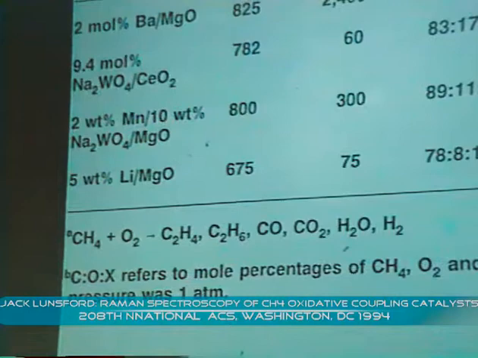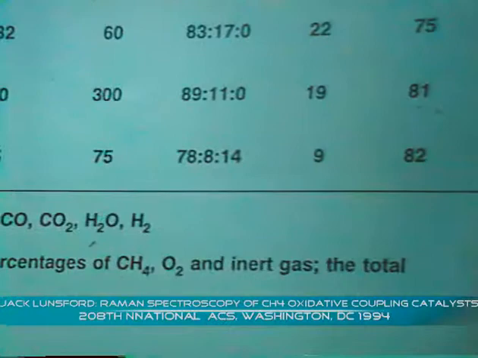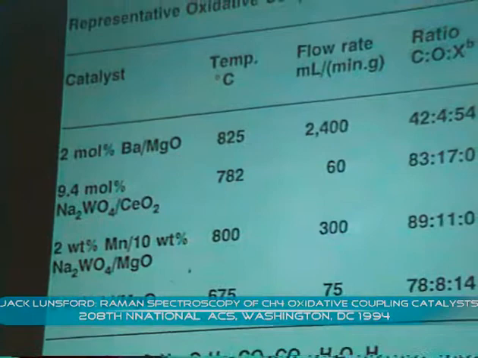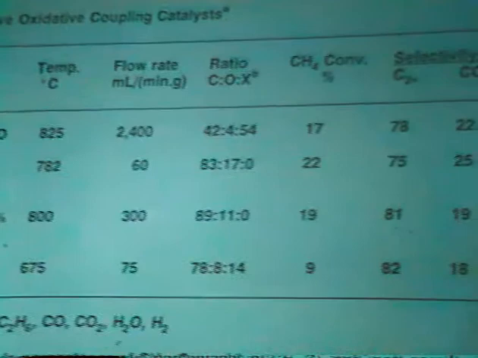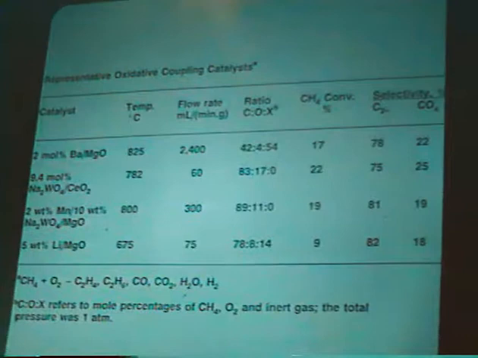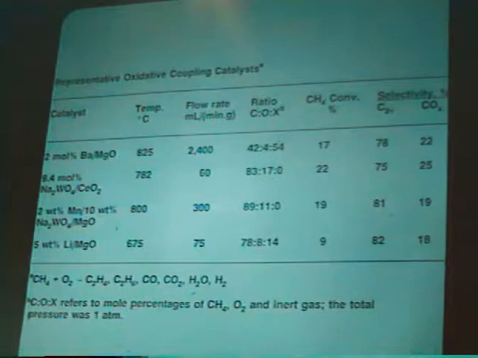And of course, ethylene is the target molecule, but at any reasonable level of conversions, carbon dioxide and a small amount of carbon monoxide are also formed. One of the goals, of course, is to achieve high conversion and selectivity, but given the trade-off, it's better to achieve high selectivity and moderate levels of conversion. And typical values that have been achieved at the present are 20% conversion with something like 80% C2 selectivity. By C2, we mean combined ethane and ethylene selectivity.